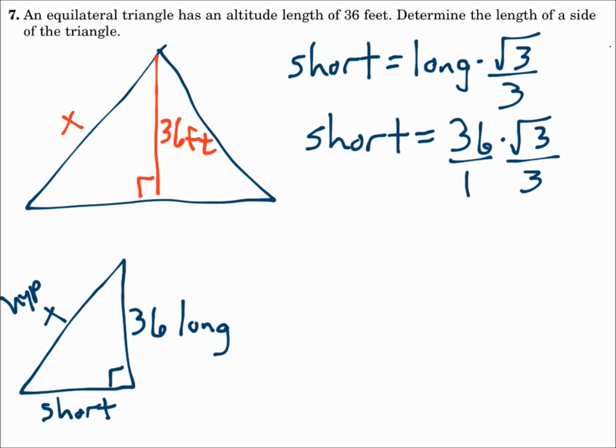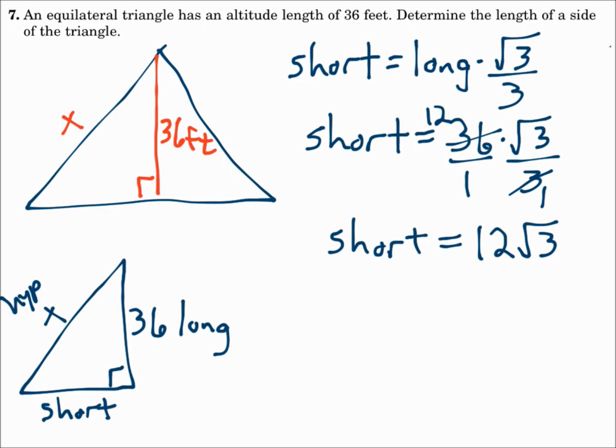You can put 36 over 1 and reduce. 36 and 3 are both divisible by 3. So 36 becomes 12 and 3 becomes 1. So short equals 12 times the square root of 3 over 1, which is just 12 square root of 3. Now let's finish the question and find the hypotenuse, which is x, which is a side of the big triangle that I was asking for in the beginning.